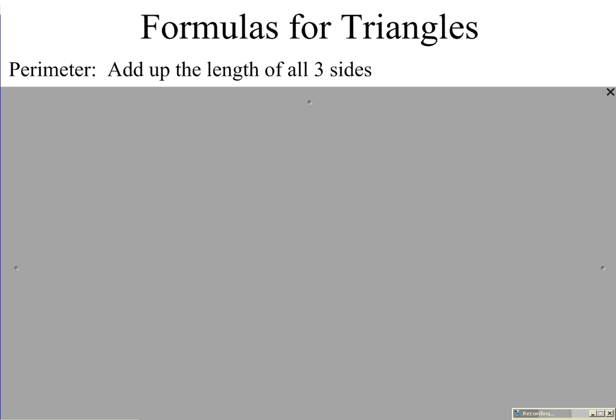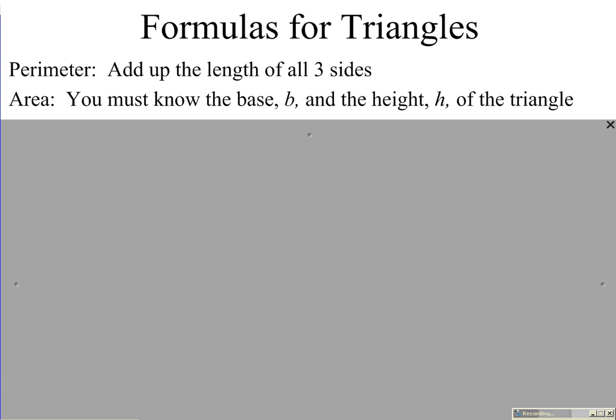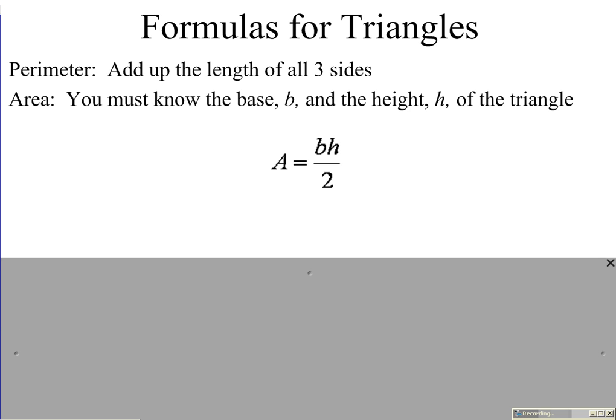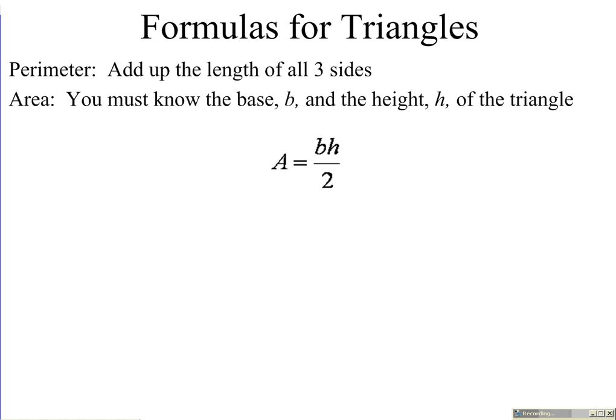Perimeter. To find the perimeter of any figure, remember we just add up all the sides. So for a triangle, we're going to add up the lengths of all three sides. Area of a triangle. You must know the base and the height of the triangle to be able to find the area, and there is the formula for finding the area of a triangle. Area of a triangle is 1/2 base times height, or base times height divided by 2.